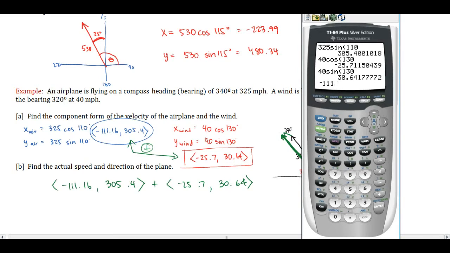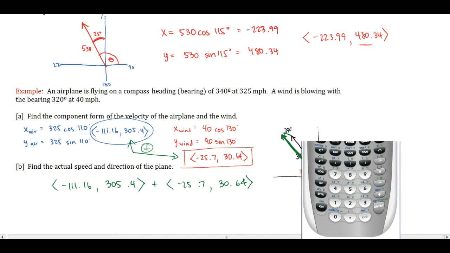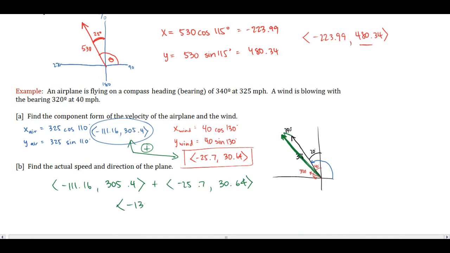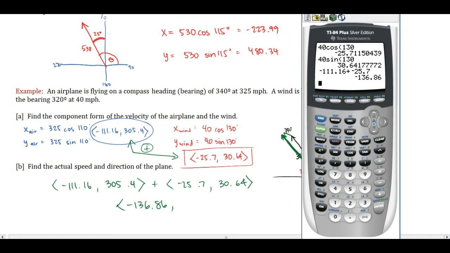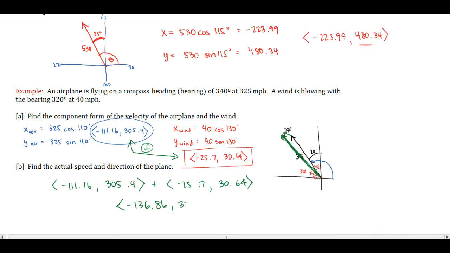Negative 111.16 plus, I guess, a negative 25.7. So negative 136.86, comma, and now what do we got? Oh, what is that? 335, 336.04. So that is the resultant of the wind and the plane together.